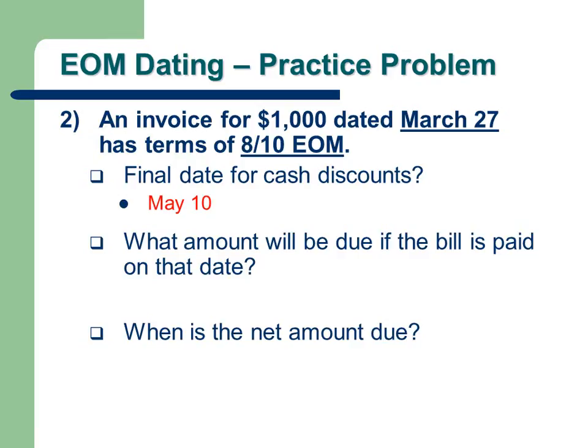Okay, let's take a look at the answer together. So the invoice amount and the term are the same, but the invoice date is different, right? So now that the invoice date is March 27th, which is after the 25th day of March, the EOM, end of month, is considered to be the end of next month, which is April, right? So April 30th will be the EOM, from which you have 10 days for cash discount. So your final date for cash discounts would be May 10th.